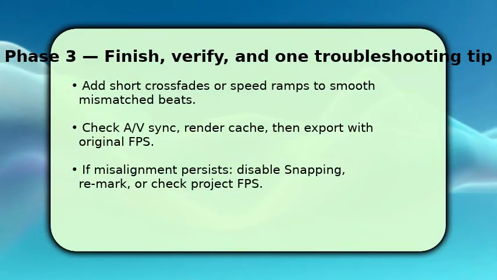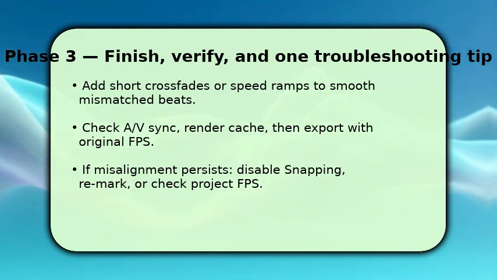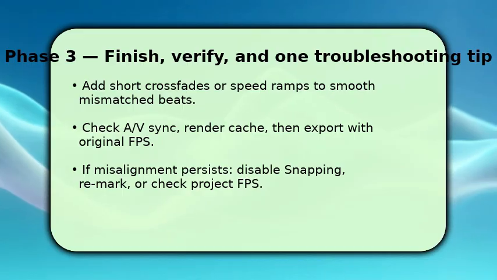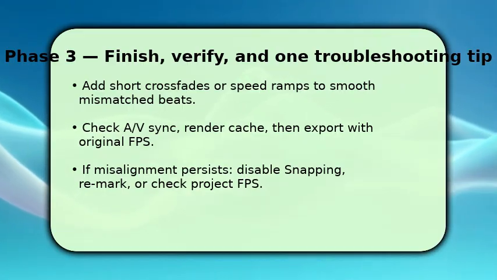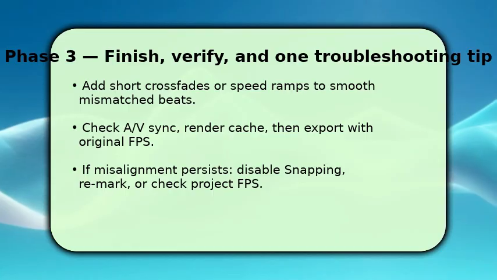Finish by refining cuts. Add 4 to 8-frame crossfades or short speed ramps where actions slightly miss beats, and use the slip tool to adjust internal clip timing without moving cuts. Make a quick playthrough to check audio/visual sync and build render cache if playback stutters. Export using the original project FPS.